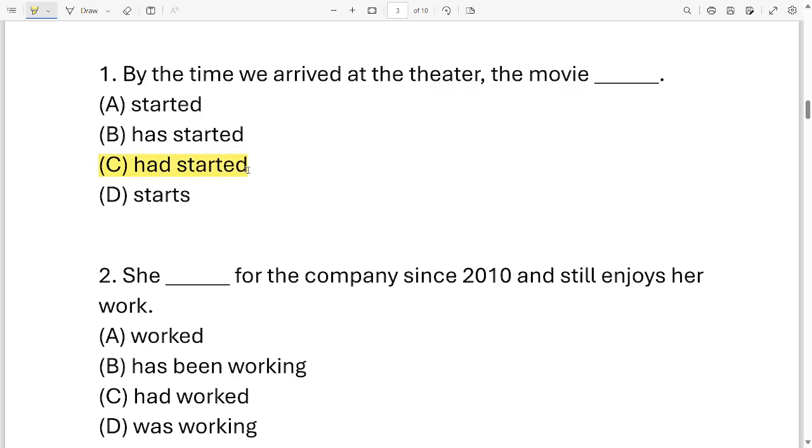It is option C. By the time we arrived at the theater, the movie had started. Next sentence: she dash for the company since 2010 and still enjoys her work. Options are worked, has been working, had worked, was working. These are the 4 options. Which option is correct? It is option B. She has been working for the company since 2010 and still enjoys her work.